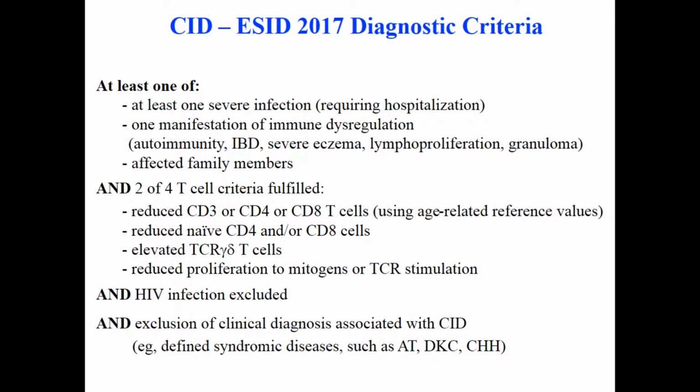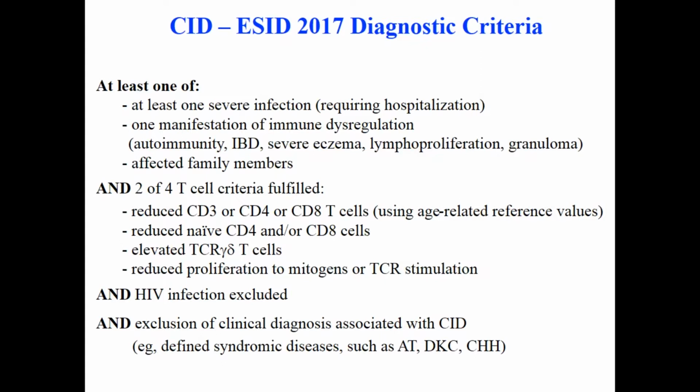First of all, you will see that they start actually with clinical features. So according to ESID, you need to have at least one of those three features: either one severe infection requiring hospitalization, at least one manifestation of immune dysregulation, or affected family members be present. And immune dysregulation can come in many flavors. You can have autoimmunity, which again by itself can be extremely heterogeneous, or you may have inflammatory bowel disease, or severe eczema, or lymphoproliferation manifesting as, again, a big spleen, big lymph nodes, large liver, or granulomas.